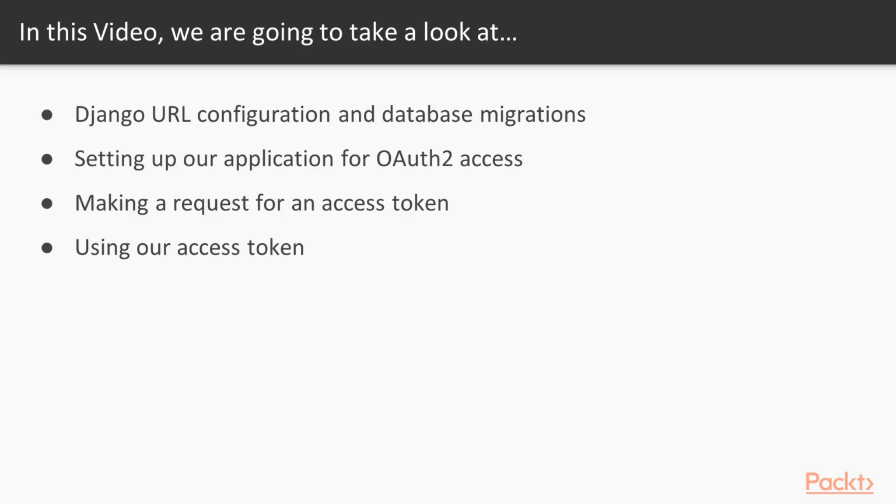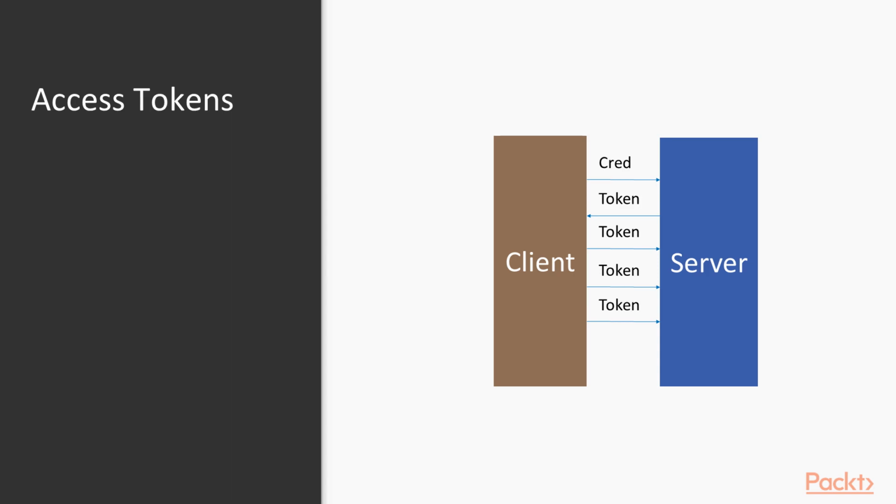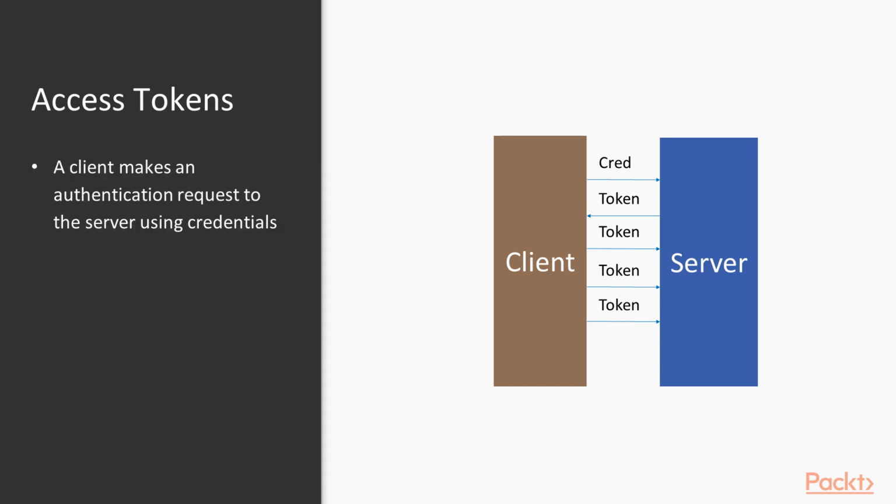In our React application, we'll make a request for an access token, and we'll look at how we use our access token. OAuth 2 is a protocol that makes use of access tokens. To begin with, the client makes an authentication request to the server using credentials. If these credentials are satisfactory, the server responds by issuing a token.